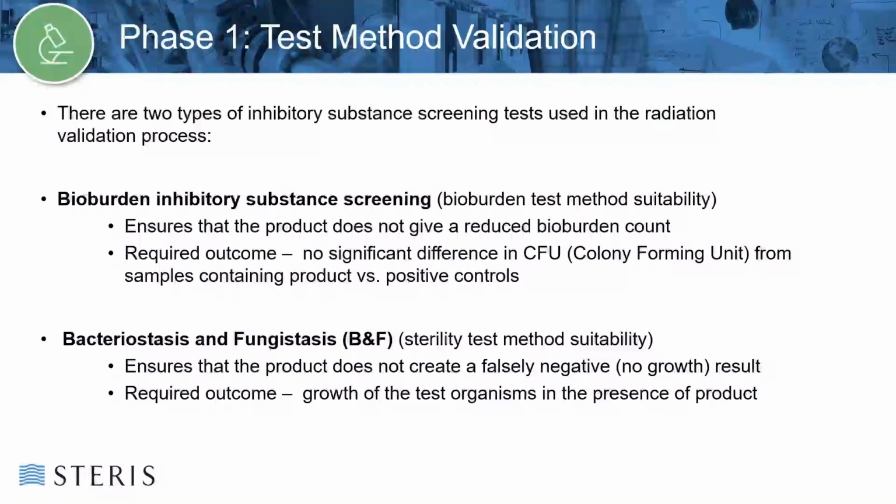The completion of inhibitory substance testing may not always be applicable, but the consideration should be done and documented by the manufacturer and maintained in the quality system. The second inhibitory substance screening test is the bacteriostasis and fungistasis test, or B&F for short. This is the sterility test method suitability. This test ensures that the product present in growth media does not create a falsely negative or no growth result.